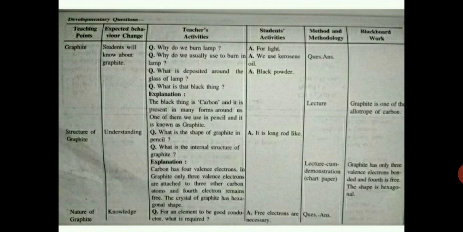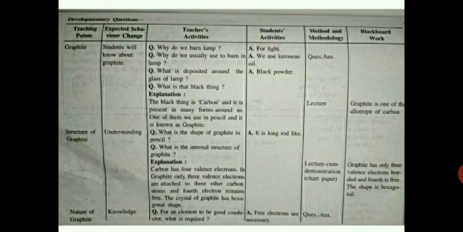And also you will write one line on the blackboard: graphite has only 3 valence electrons bonded properly and the 4th is free. That is why, though it is a non-metal, it becomes a very good conductor of electricity and heat. And you know non-metals are bad conductors. But why is graphite a conductor? It is an exception. Why is graphite a good conductor? Because of this 4th electron. So now the children have the knowledge of its structure also.